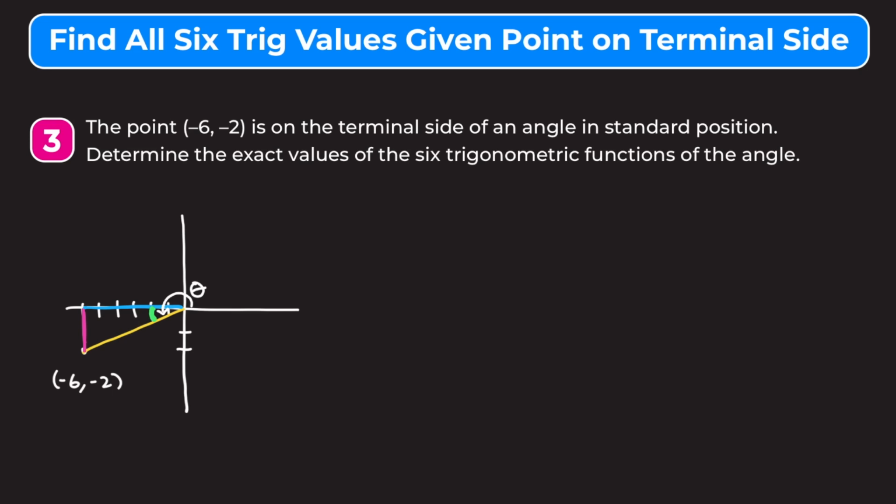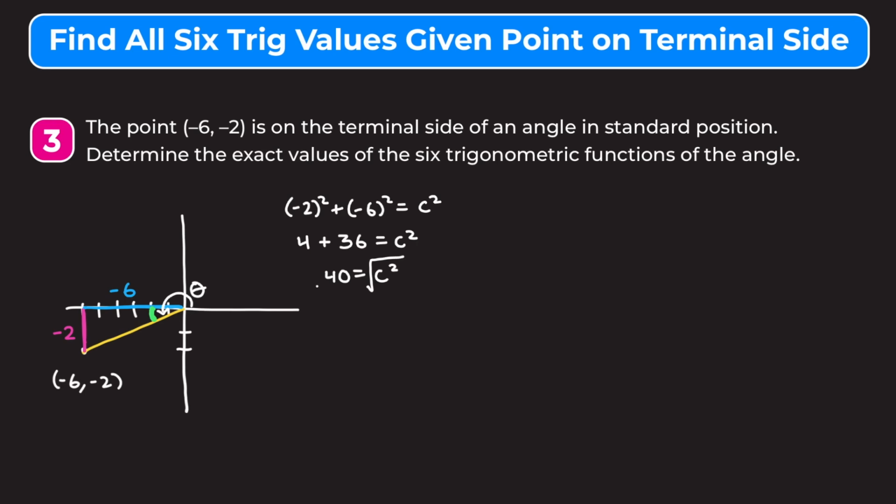We know this pink side is -2 because that's our y-coordinate, and we know the blue side is -6 because that's our x-coordinate. And now we're going to find the hypotenuse by using the Pythagorean theorem. So we're going to say -2 squared plus -6 squared is equal to c squared. -2 squared is 4. -6 squared is 36. And 4 plus 36 is 40.